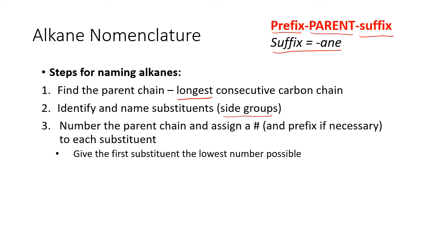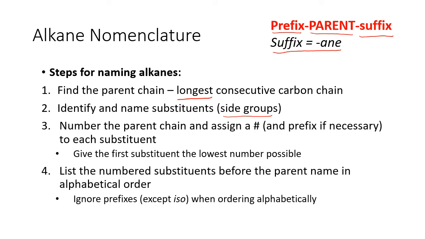We want to number the parent chain, and we're going to have to learn the appropriate way to number it. We are going to assign a number to each substituent when we number the parent chain in the correct way, I do mean. So we're going to give the first substituent the lowest number possible. And then we're going to list the numbered substituents before the parent in the name in alphabetical order. So we place them in ABC order, regardless of what number they got when we actually numbered the chain.